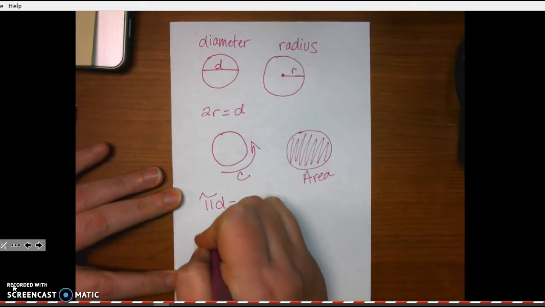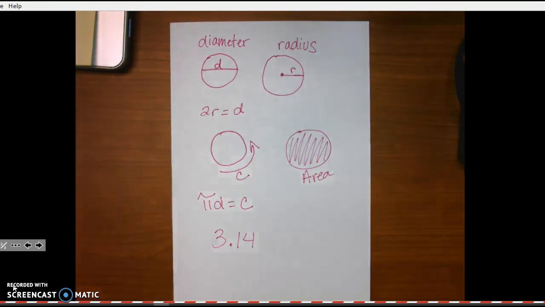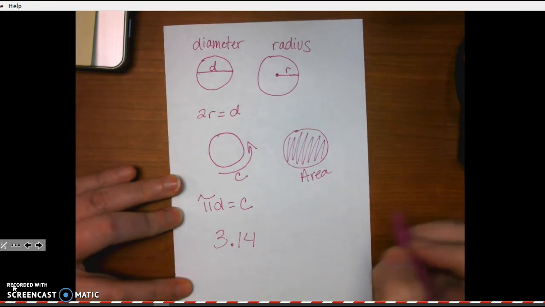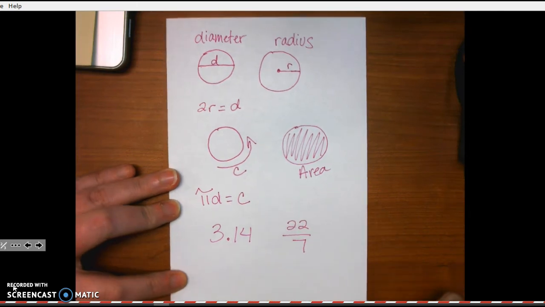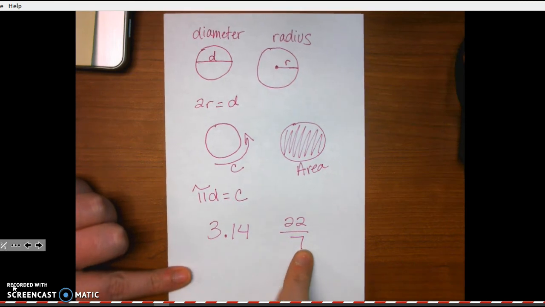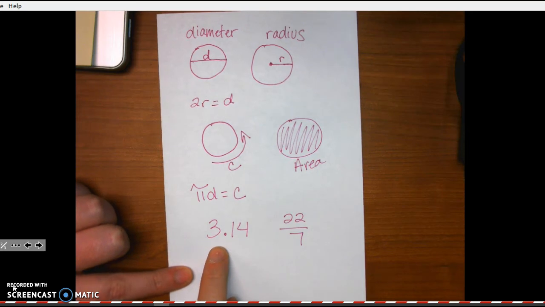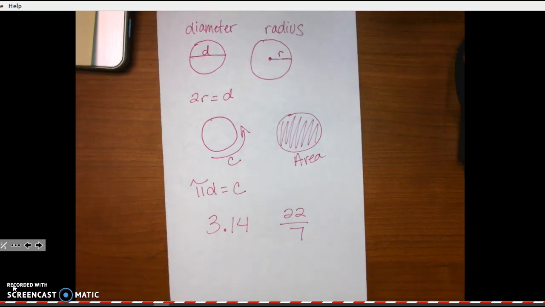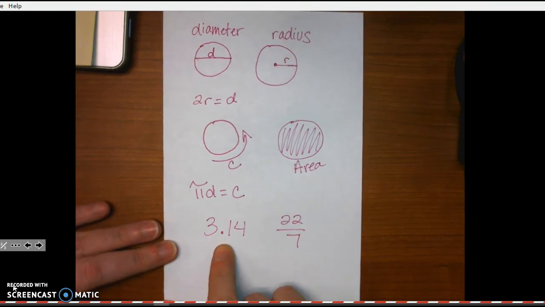Some people like to say that pi is just 3.14. Some people say that pi is 22/7. This person is more right. This person is right enough. Pi is a number that never stops. So I think that would be kind of hard to multiply with in the short amount of time we have today. So we're going to go ahead and simplify and just use 3.14.